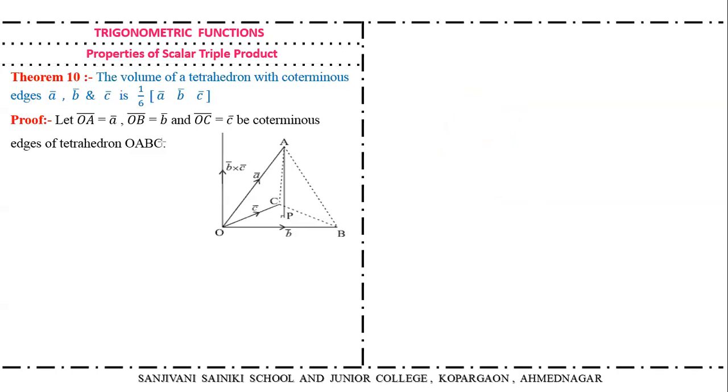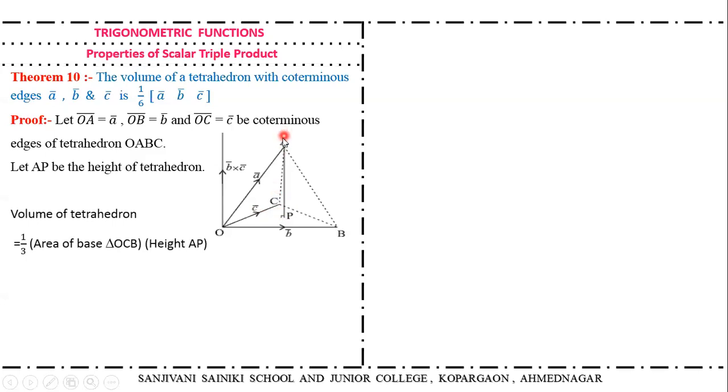So this is O, A, B, C. This is the tetrahedron. OA bar is a bar, OB bar is b bar, OC bar is c bar. These are the coterminous edges. Coterminous means the three sides which start from the same initial point of the tetrahedron OABC. So this AP, we have drawn a perpendicular from the point A on this plane determined by b bar and c bar.